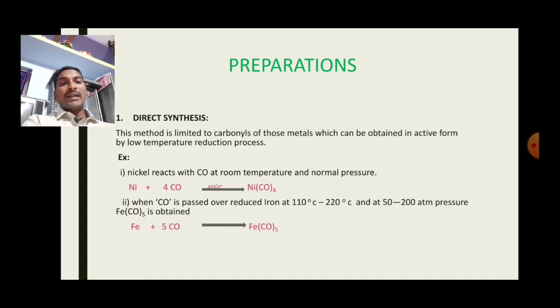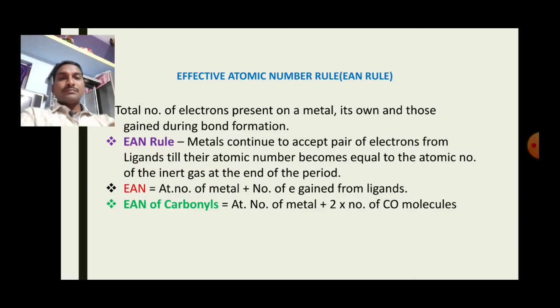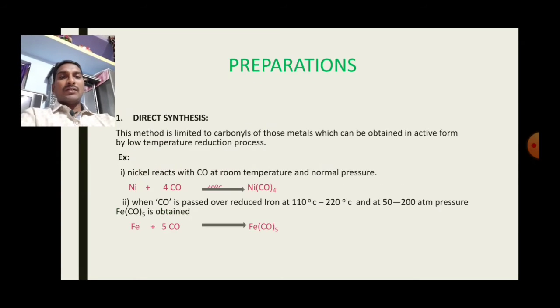It will give nickel tetracarbonyl. And then another example is the preparation of iron pentacarbonyl. Here carbon monoxide is passed over reduced iron at 110 to 220 degrees centigrade and 20 to 100 atmospheres pressure. So that is a high pressure and high temperature process. Iron reacts with 5 carbon monoxide molecules and gives iron pentacarbonyl. That is one method of preparation we discussed in this video.